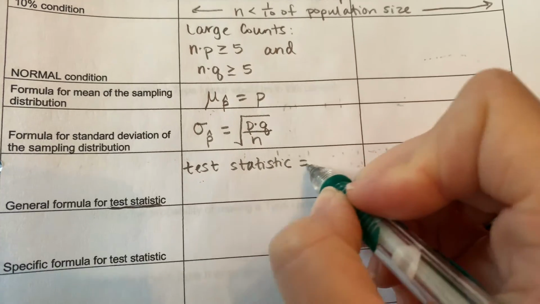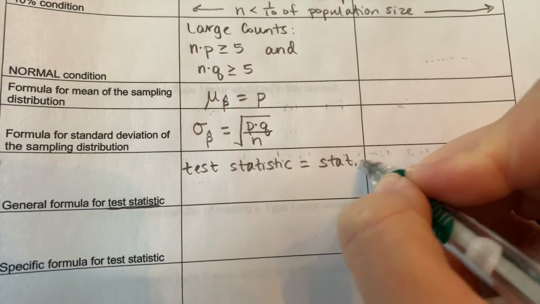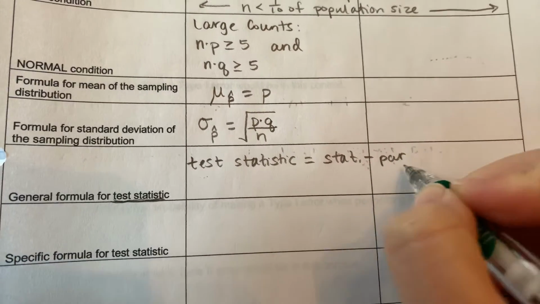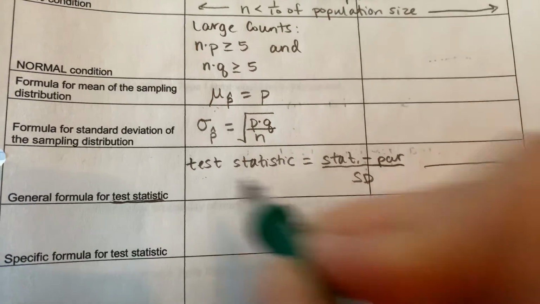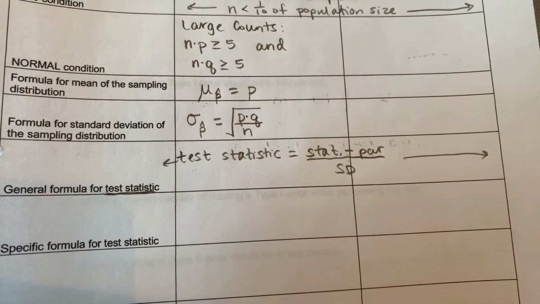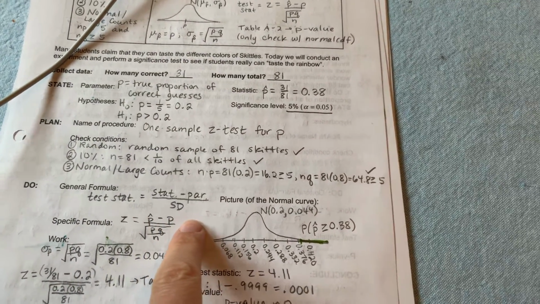Test statistic is equal to the statistic minus the parameter divided by the standard deviation. And that goes for means and proportions, same thing. Notice we wrote that out in our do step, the general formula. We always write this out, okay?